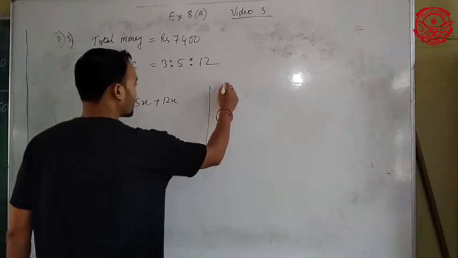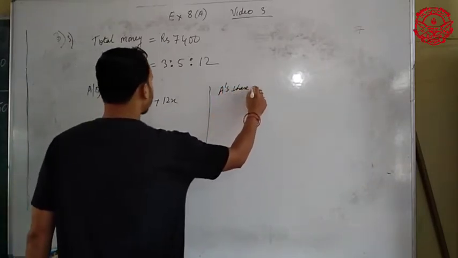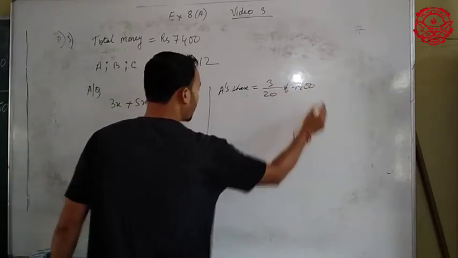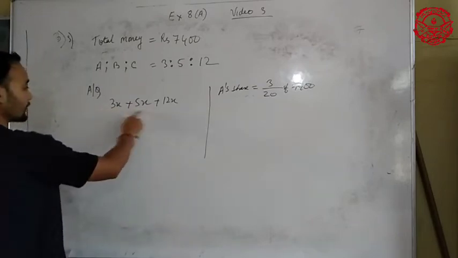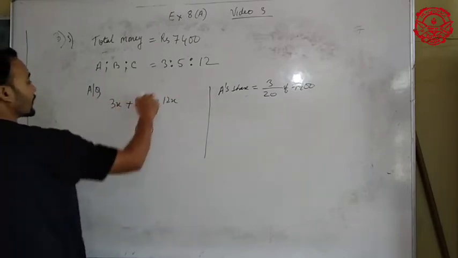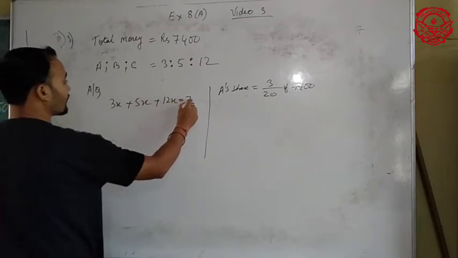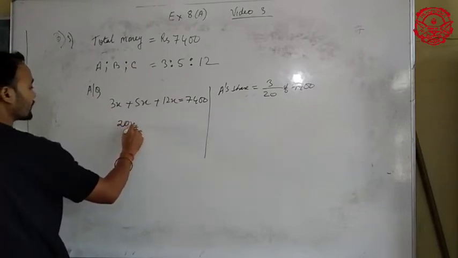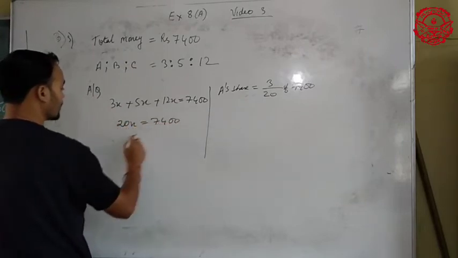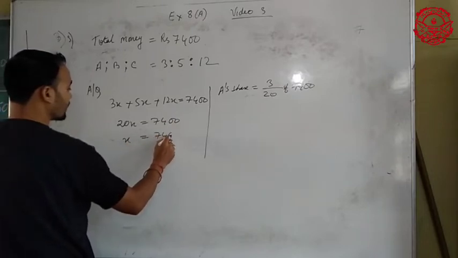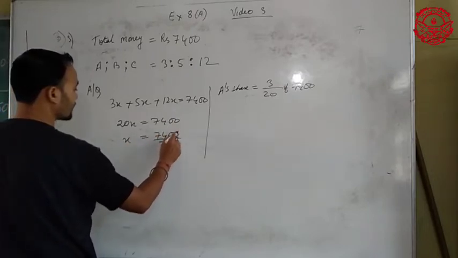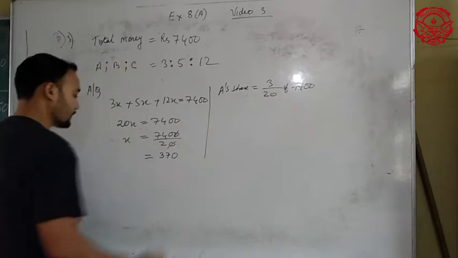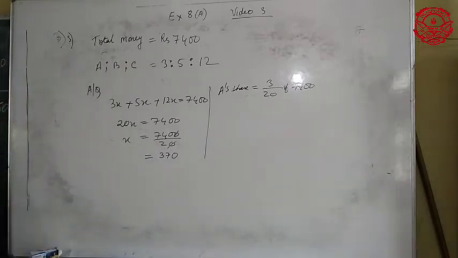How much is A getting? 3 by 20 of 7400. I'll show you both methods. Coming to this method, 3x, 5x, and 12x all add up to rupees 7400. So the total is 20x equal to 7400, and x is 7400 by 20, which is 370. The value of x is 370.